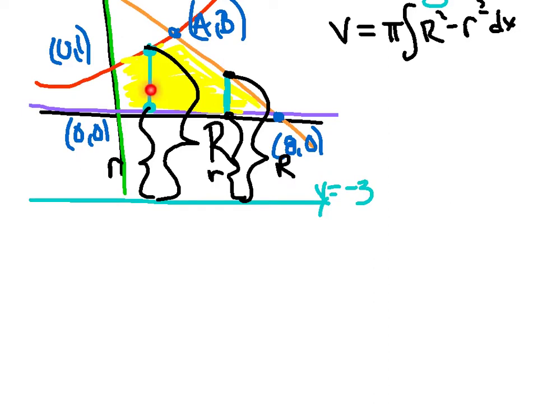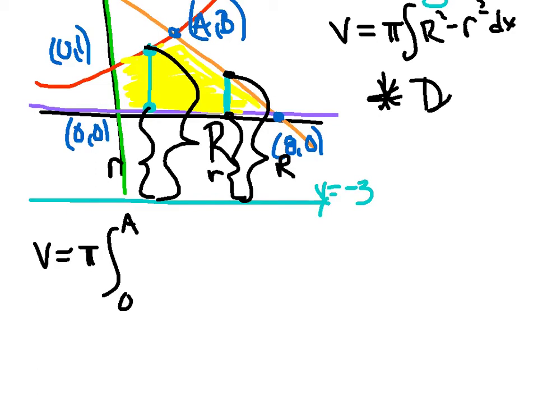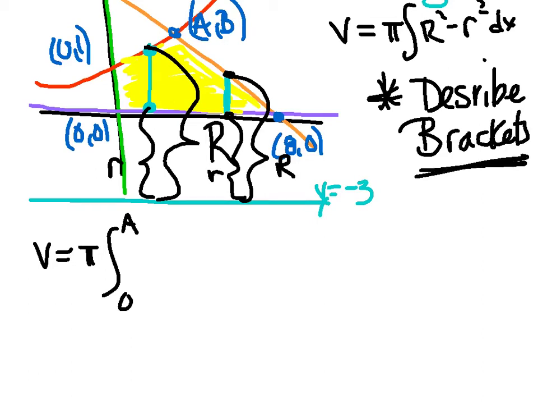So I'm going to start with this left-hand rectangle. Volume equals pi integral, we know it's going from 0 to a. And if you're still stuck, let me just make sure you are describing the brackets, not the rectangle now. Describe the brackets.